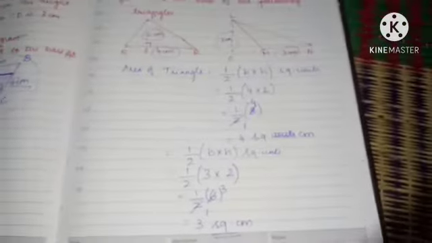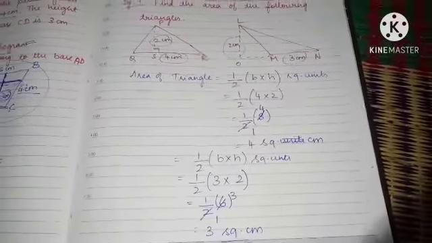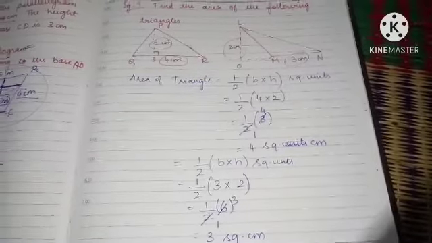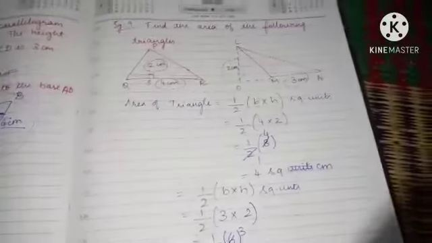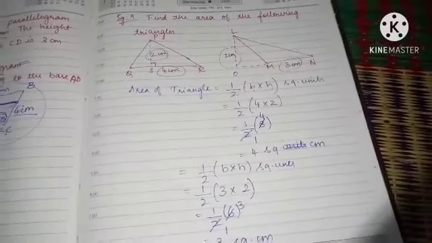Okay, next is your example number 10. Example number 10 is your homework. Okay, in that question we should find BC. If area of triangle is given and height is given, which means area given, height given, you should find the base. Okay, example number 10 is your homework. Understood?